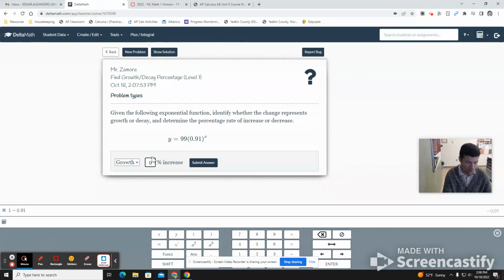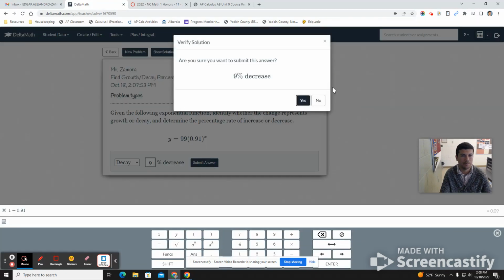You don't want to say 0.09% increase. I'm going to turn that into a percentage, which means move the decimal 2 places to the right. So this is a 9% decrease. All right, it's decay because it is less than 1.